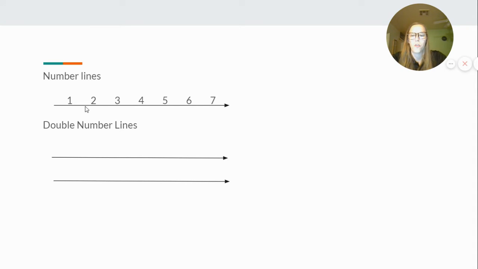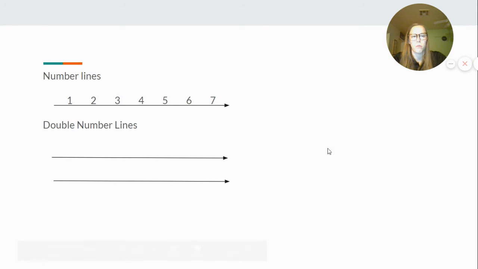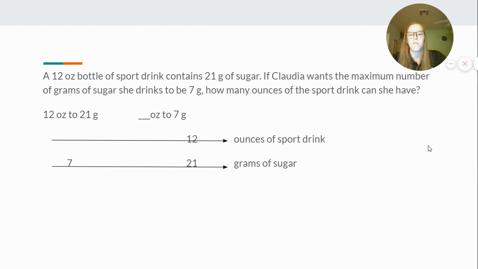We have your normal number line that would have 1, 2, 3, and so on. So your double number line, one of the lines is going to be one side of the ratio table, and then the other one, the other side, and then they'll match up according to the ratios. For example, 4 to 12, so we have 4 and 12, 8 and 24, and so on. All right, so let's look at this one already.